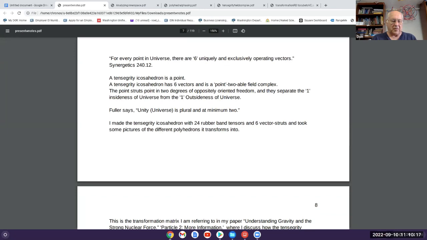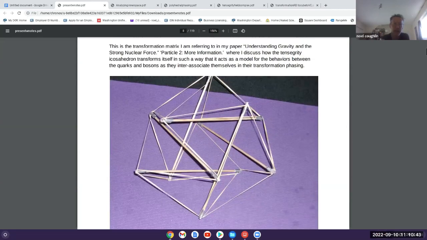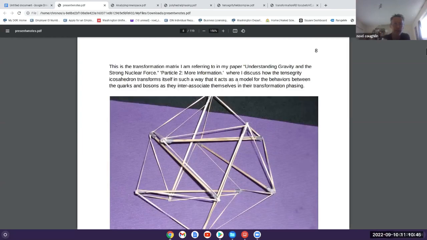So Bucky says, for every point in the universe, there are 6 uniquely and exclusively operating vectors. A Tensegrity icosahedron is a point. A Tensegrity icosahedron has 6 vectors and is a point-twoable field complex. The point struts point in 2 degrees of oppositely oriented freedom, and they separate the one inside-ness of universe from the one outside-ness of universe. As I said before, I talk about this in that paper.